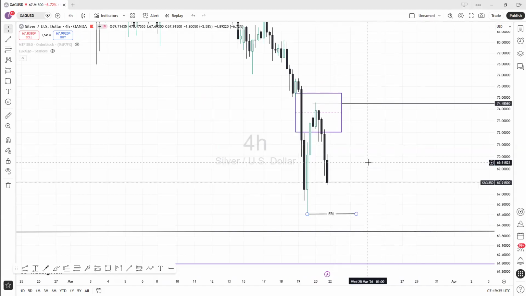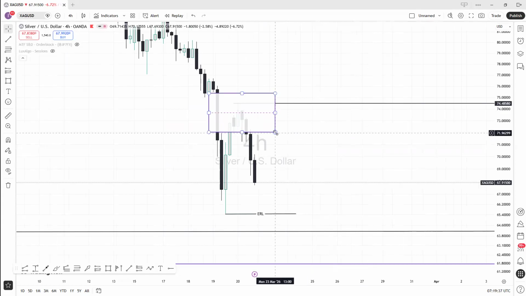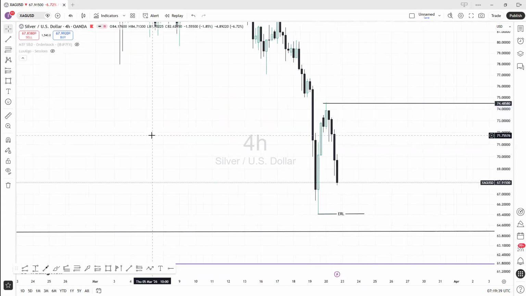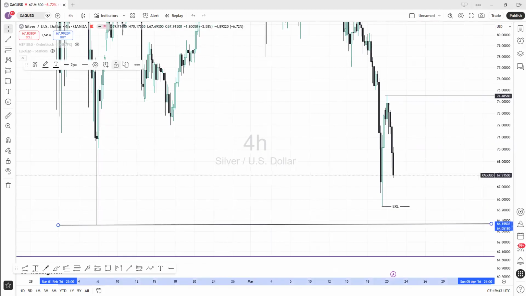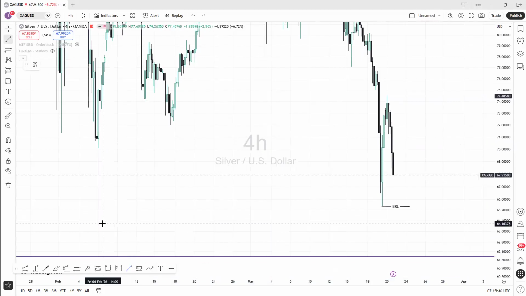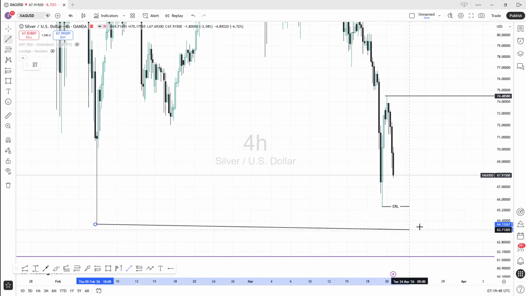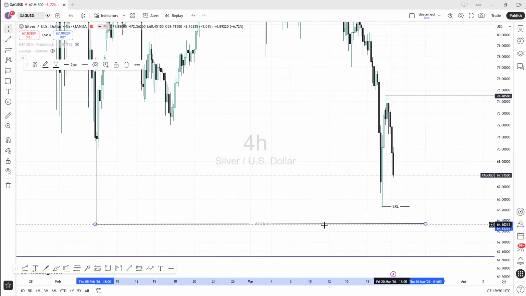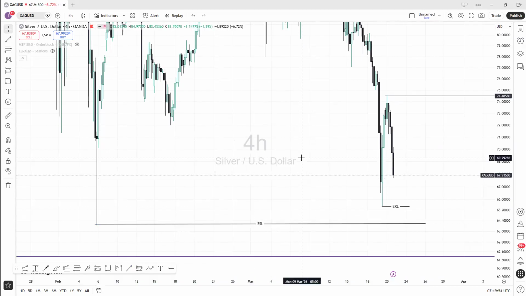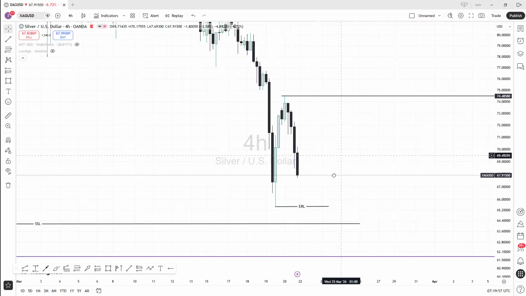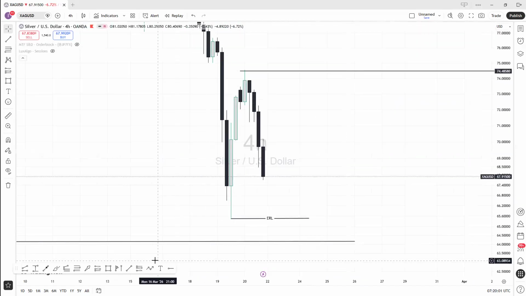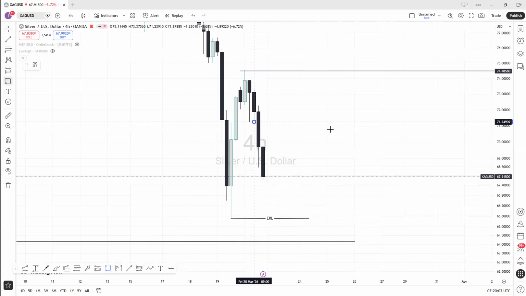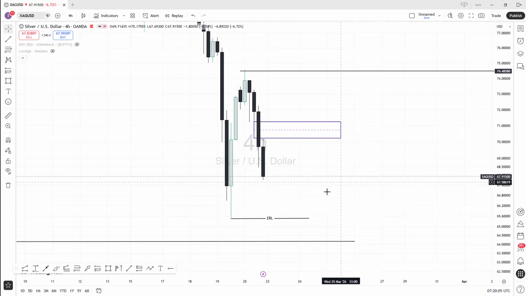So for next week, on silver we're supposed to find short positions, and these liquidity zones will be our take profit areas. We have this sell side liquidity here, and also this liquidity. We have 2 liquidity zones here. So we're supposed to find short positions here. We have this imbalance.